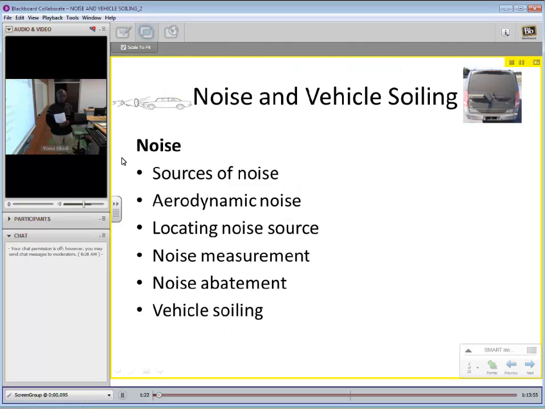So in the study of vehicle noise or noise around the vehicle and soiling, we will look at noise first. In this portion, we will look at the sources of noise, aerodynamic noise, which is of primary importance to us, and we will look at how we locate noise source, experimental ways to locate noise source in a vehicle. And we will briefly talk about noise measurements and noise abatement tools, and then we will look at vehicle soiling as a later aspect.